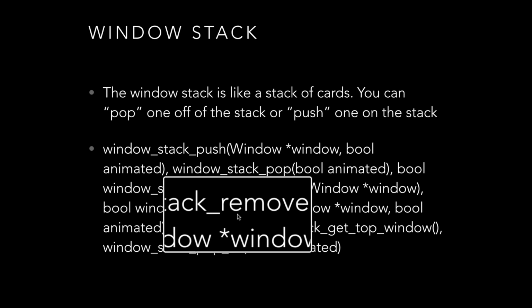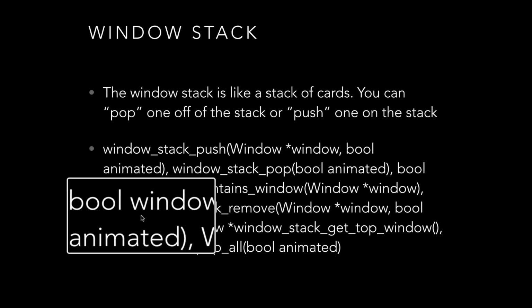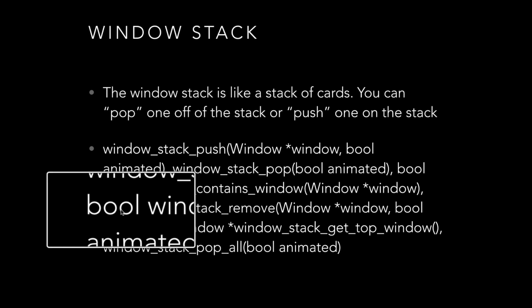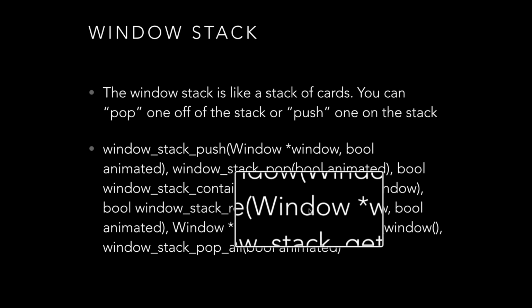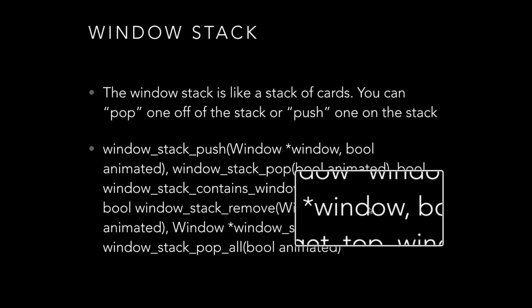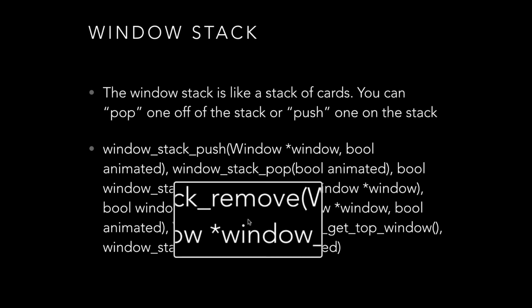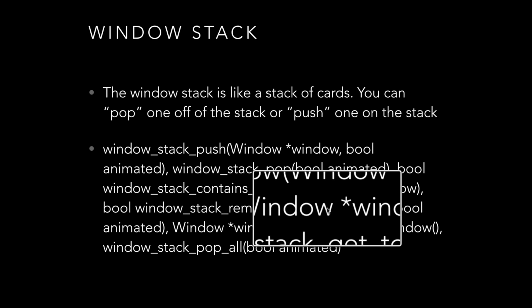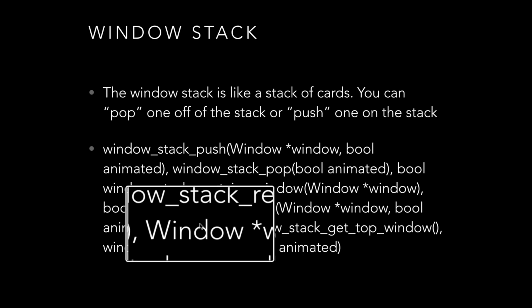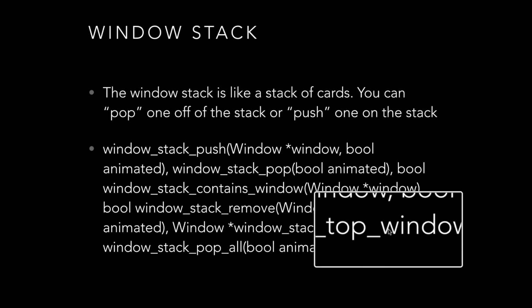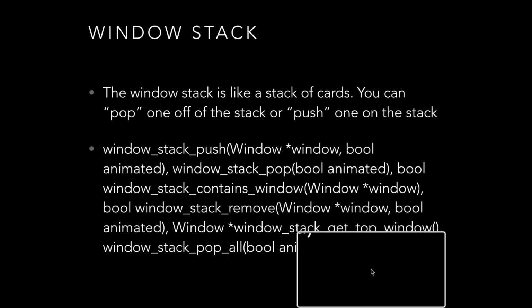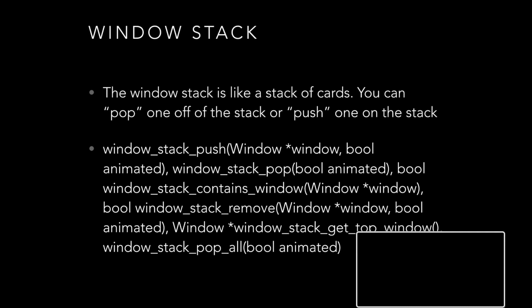So window stack remove actually returns a Boolean value of whether or not it was successful. Basically, it will only return false if the window is either null, or it isn't in the stack, or it doesn't exist at all. But I guess if it didn't exist at all, you'd get an error because the window variable wouldn't exist. And then you pass in your animated. So you pass in your window and your Boolean animated, of course, and it'll check for that window pointer. Window stack get top window will return the window pointer for the very top of the stack.